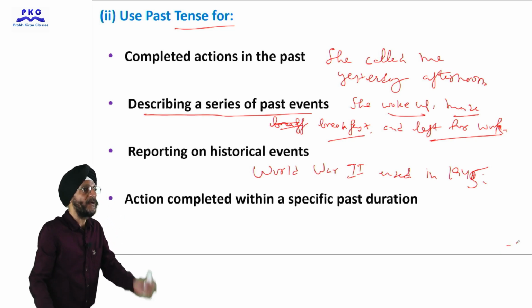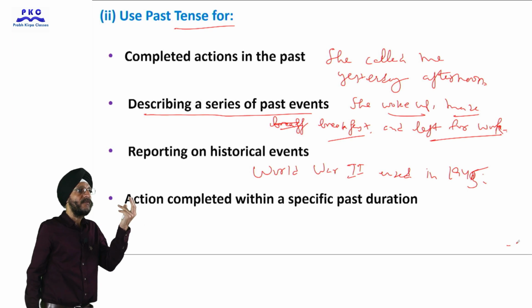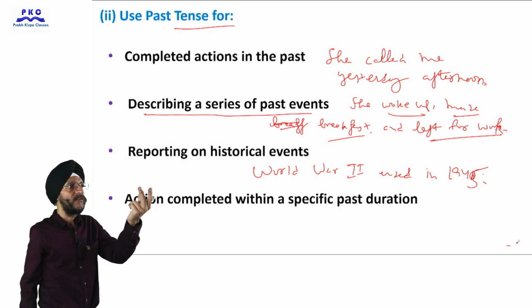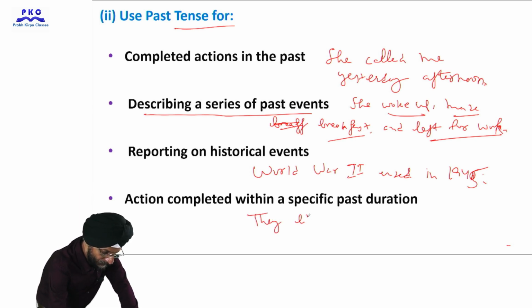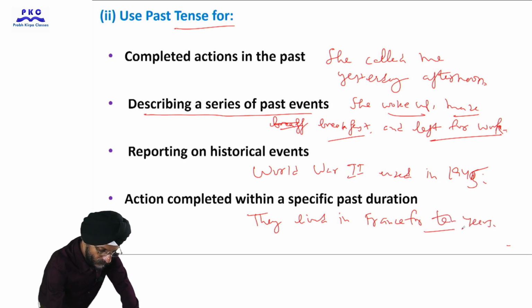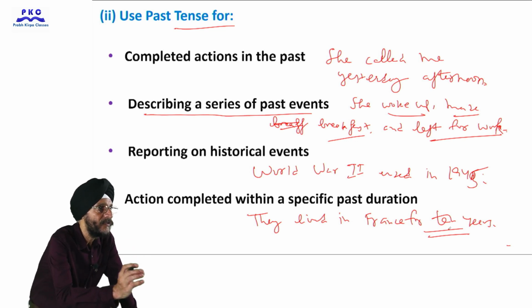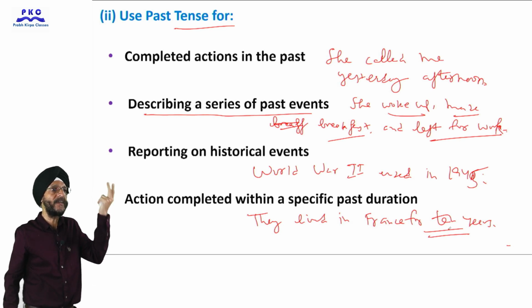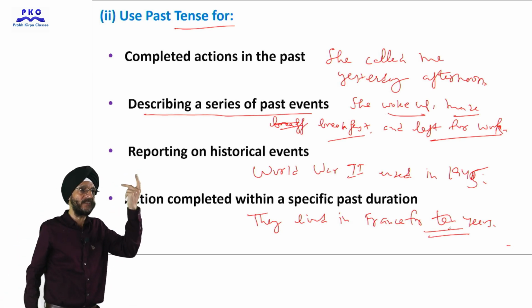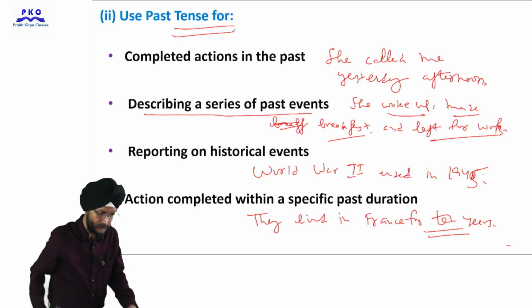If the action is completed in the past within a specific duration, then again we have to use past tense. They lived in France for 10 years. So in the past, they resided in France for 10 years. So the action has completed within a specific duration in the past. So here again we will use past tense.